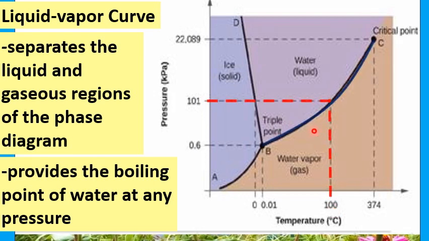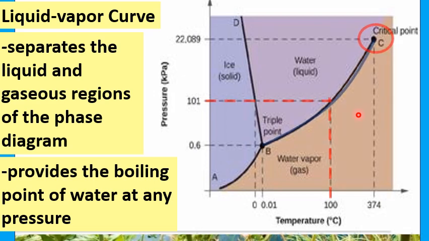Now, this curve BC also shows that water can also boil at temperatures lower than 100 degrees, all right, if the atmospheric pressure is less than 101 kilopascal or 1 atmosphere.